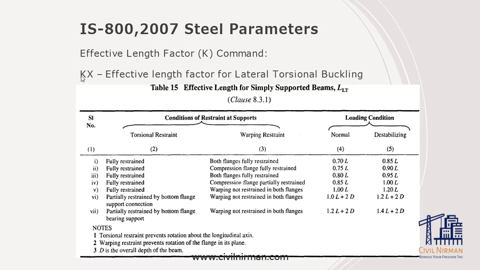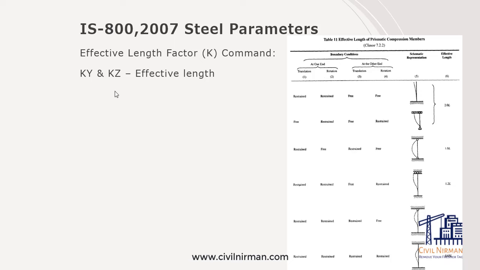So generally we consider K as 1, but based on our actual scenario, with different parameters, we can choose to provide this KX value as 0.7, 0.75, 0.8 and whatever has been mentioned in our table. So that was about KX. Now moving to the effective length factors KY and KZ. As you all remember, these all directions are local member directions.